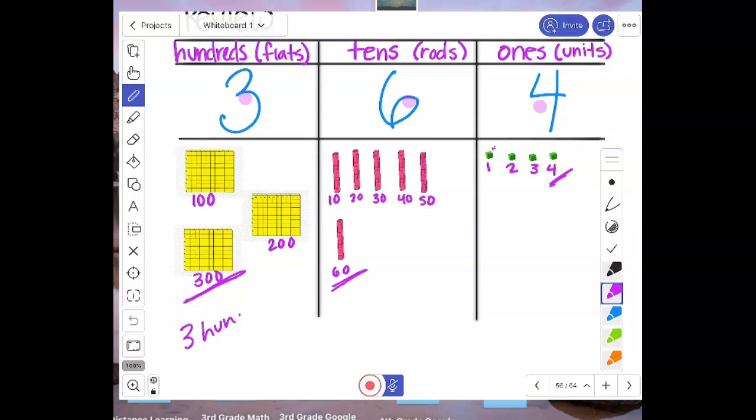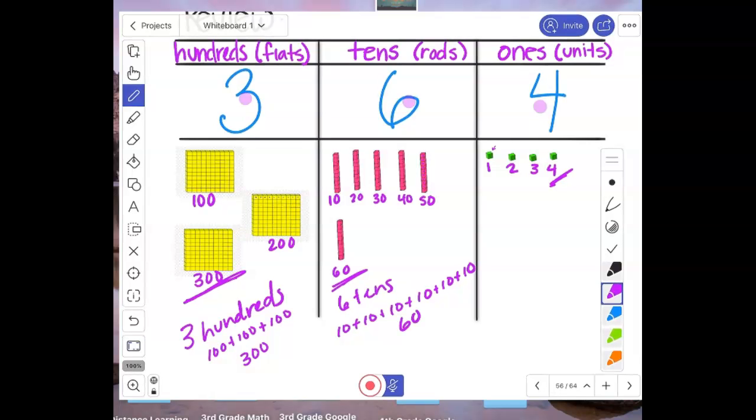3 hundreds is the same as 100 plus 100 plus 100, which we know is 300. And if I have 6 tens, that's the same as 10 plus 10 plus 10 plus 10 plus 10 plus 10. I think that's 1, 2, 3, 4, 5, 6. Yep, which we know equals 60. And then over here we have 4 ones, which would be 1 plus 1 plus 1 plus 1, which we know equals 4. So that's the quick review from second grade. Let's practice it a couple times and then we're moving on.